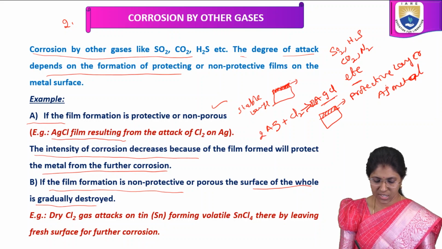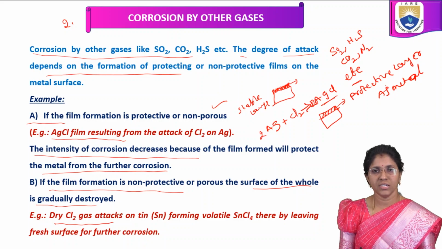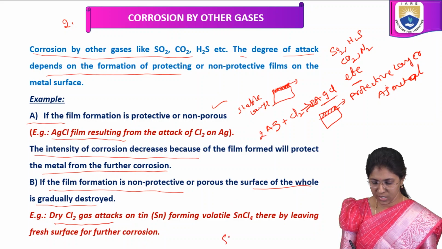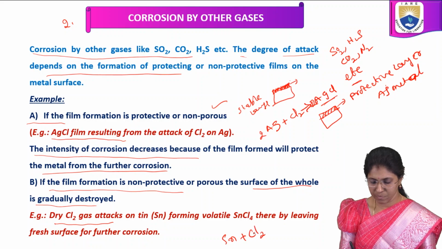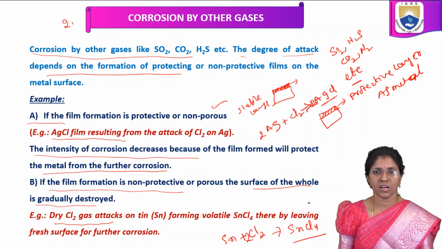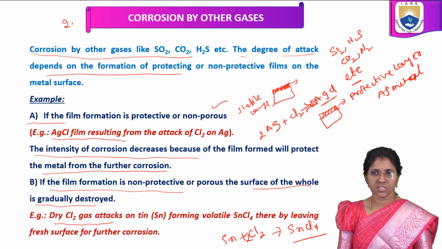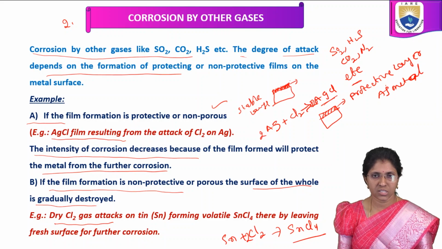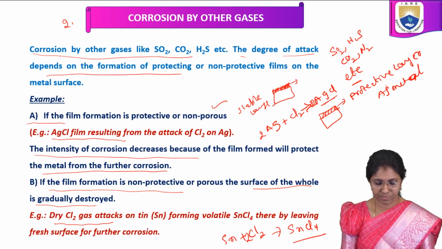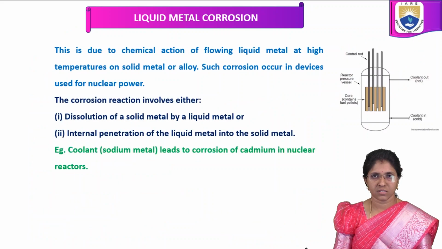An example of this type of corrosion is dry Cl2 gas attacking tin. Here tin undergoes corrosion in the presence of chlorine gas and forms tin chloride. This layer acts as a non-protective or porous layer, so continuous corrosion takes place. So this is about corrosion by other gases.